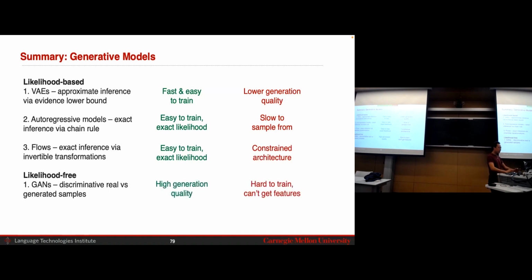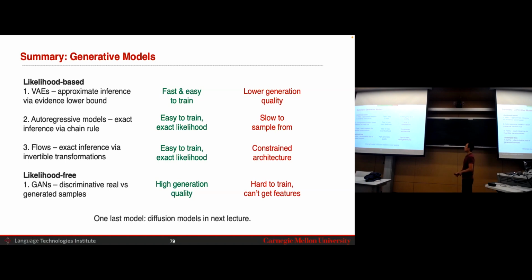And for GANs, you get much higher generation quality because you're not relying on any reconstruction or likelihood. You're trying to distinguish between real and fake samples. So if you train them well, you can get really high quality samples, but it's usually much harder to train. Another big issue is that a GAN is just a single direction from latent variables to my data X. You can't really do the inverse direction of getting latent variables from your data unless you do some other extensions.